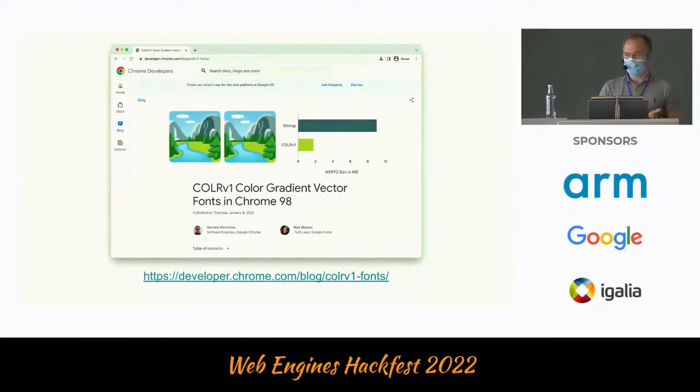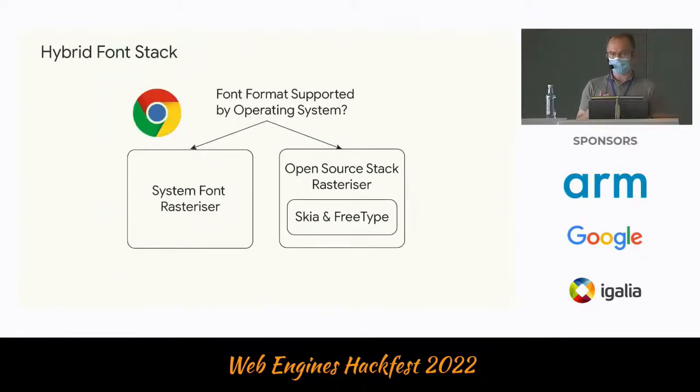COLRv1 is a new format, and we can't expect system rasterizers like DirectWrite or Core Graphics or Core Text on important platforms to support it yet. So what do we do to ship it nevertheless across all platforms? For doing that, we're using a concept that we call the hybrid font stack in Chrome. We download a font as a web font, and we decide what features it uses. Is it a variable font? Is it a COLRv1 font? And so on. And then we switch the rasterizer. Either we send it through DirectWrite or through Core Text, etc., to place the text pixels on the screen, or we decide to go through the open source stack rasterizer consisting of Skia and FreeType.